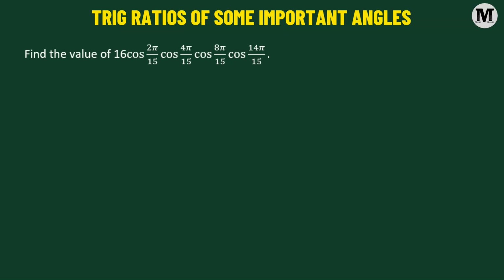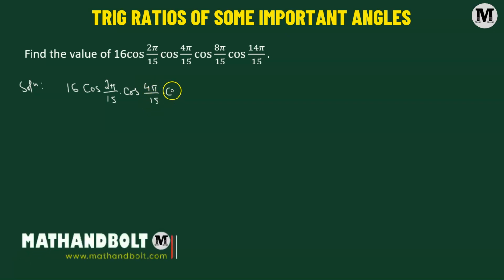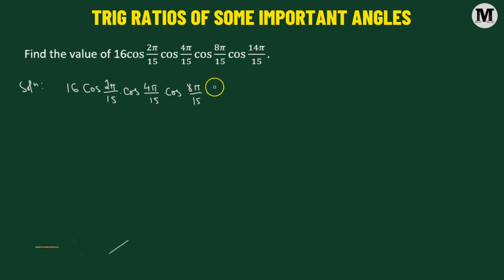So here we need to find out the value of the given trig expression. Let us begin. We are given the expression 16 times cosine of the angle 2 pi over 15 multiplied by cosine of the angle 4 pi over 15 times cosine of the angle 8 pi over 15 multiplied by cosine of the angle 14 pi over 15.